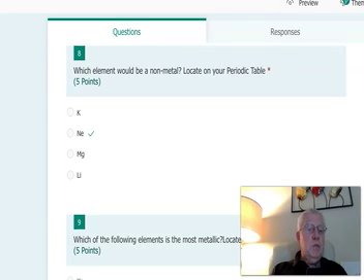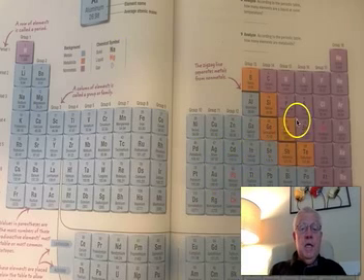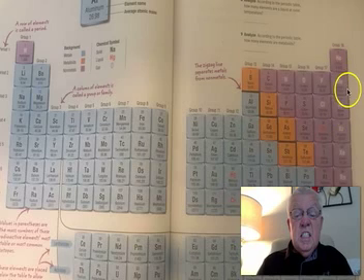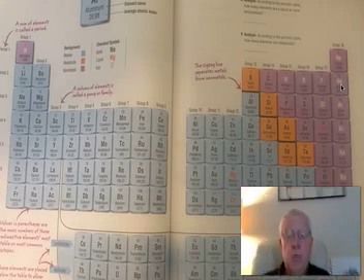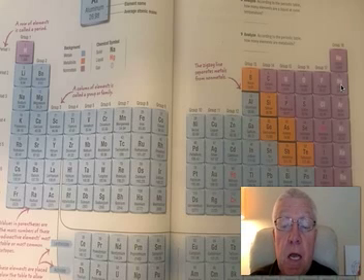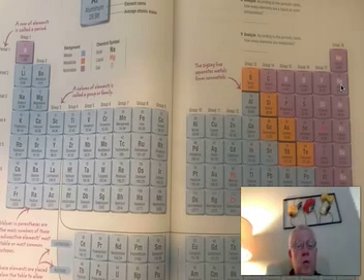So let's flip back to it again. The last choice is neon, and neon's right here. And neon is the second one. Sorry to squint. Neon is element 10, and it's a non-metal.